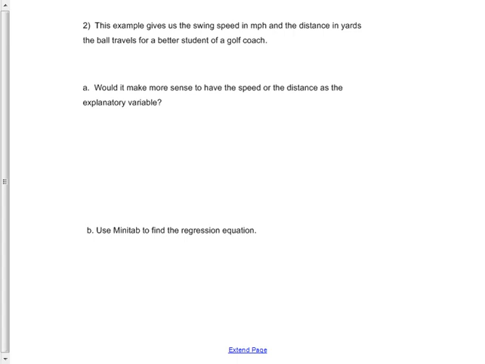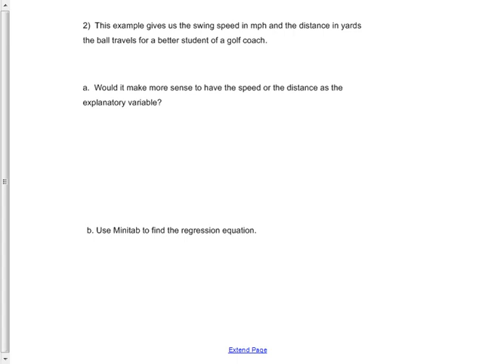Right, a golf coach measured the swing speed, how fast in miles per hour the club head was moving when it hit the ball, and then the distance in yards the ball traveled for one of his better clients. First thing we're asked is, would it make more sense to have the speed or the distance as the explanatory variable? Well, the way I'm thinking about it is the faster you swing, it would seem like that would have an impact on the distance the ball traveled.